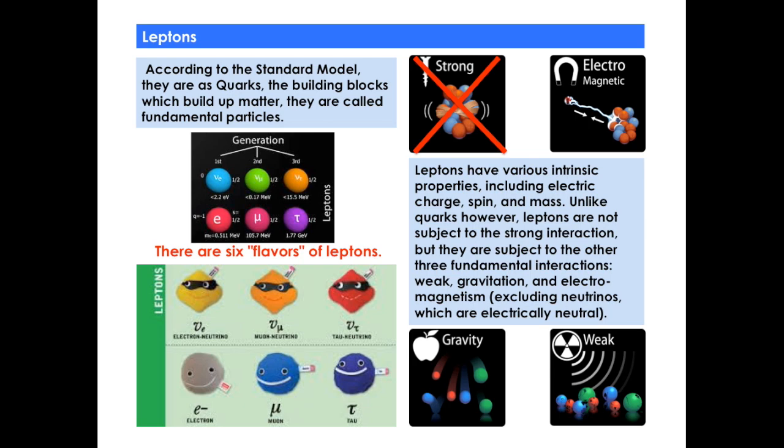Unlike quarks, however, leptons are not subjected to the strong interaction, but they are subjected to the other 3 fundamental interactions: weak, gravitation, and electromagnetism, excluding neutrinos, which are electrically neutral.